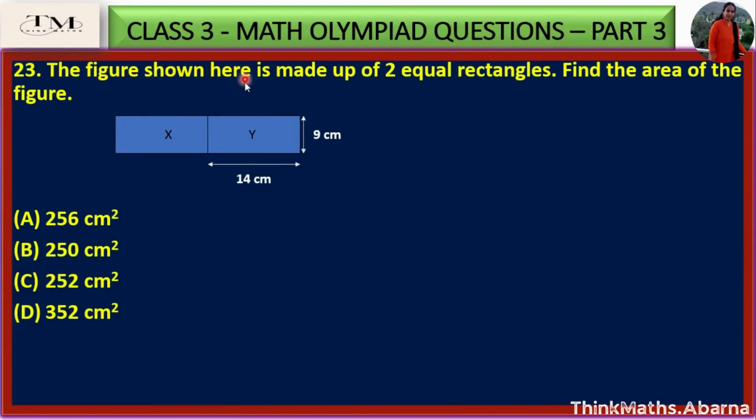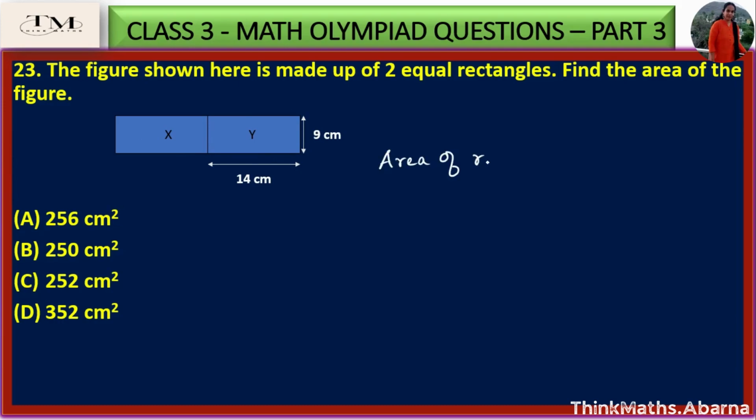The figure shown here is made up of two equal rectangles. Find the area of the figure. There are two rectangles, X rectangle and Y rectangle. Both are equal in size. Here it is given that the length is 14 centimeter and the breadth is 9 centimeter. We have to find the area of both the rectangles. If we find the area of one rectangle, it will be the same for rectangle X. So we can find out the area of rectangle Y.